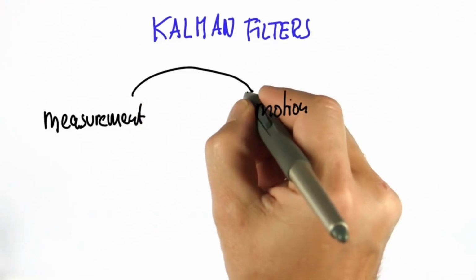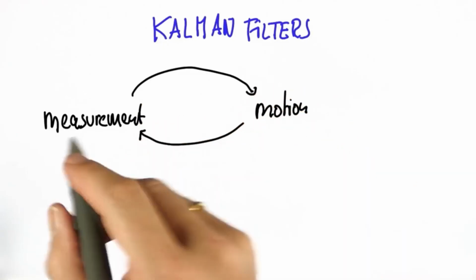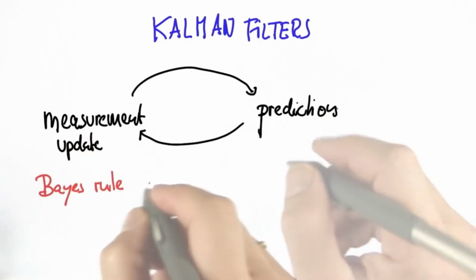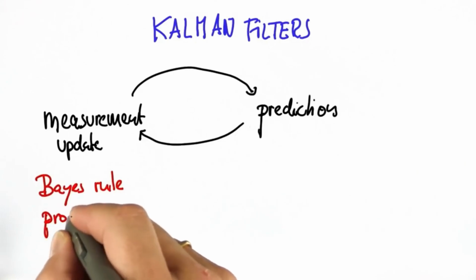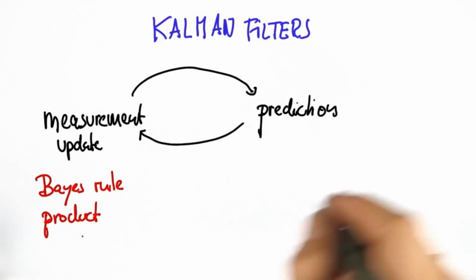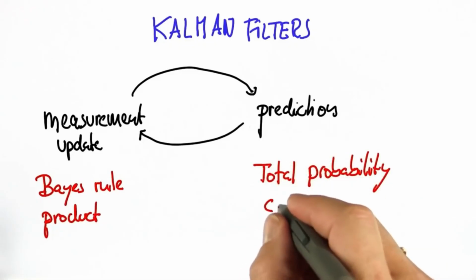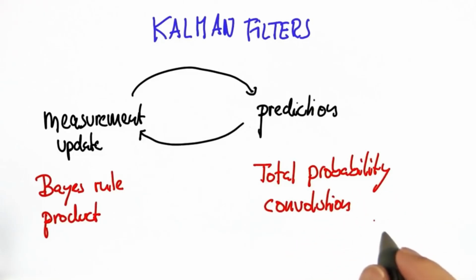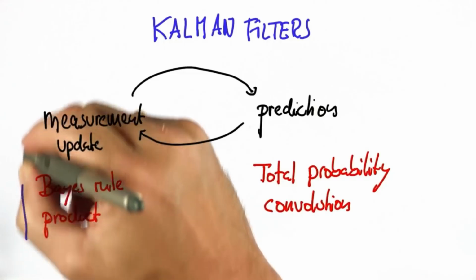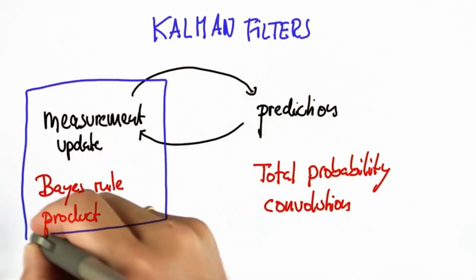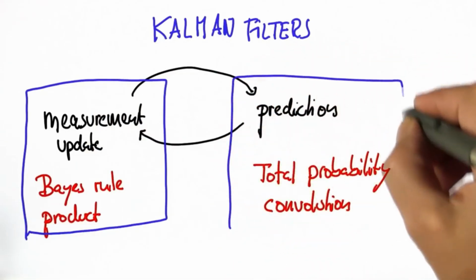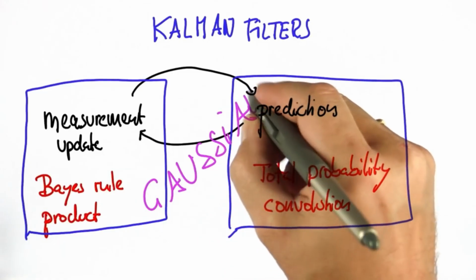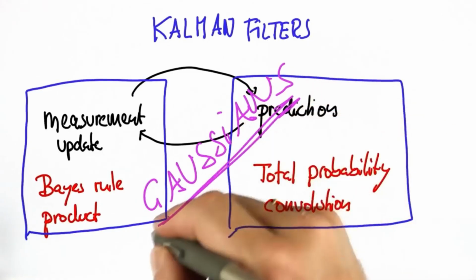So in Kalman filters, we iterate measurement and motion. This is often called a measurement update, and that's often called prediction. And the update will use Bayes' rule, which is nothing else but a product or a multiplication. And this update will use total probability, which is a convolution or simply an addition. Let's talk first about the measurement cycle and then the prediction cycle using our great Gaussians for implementing those steps.